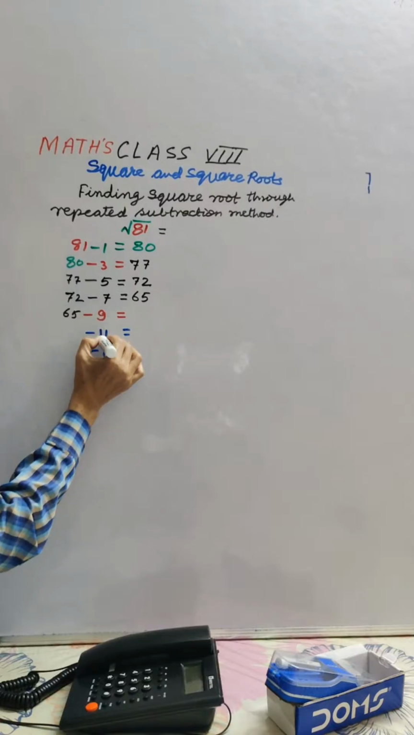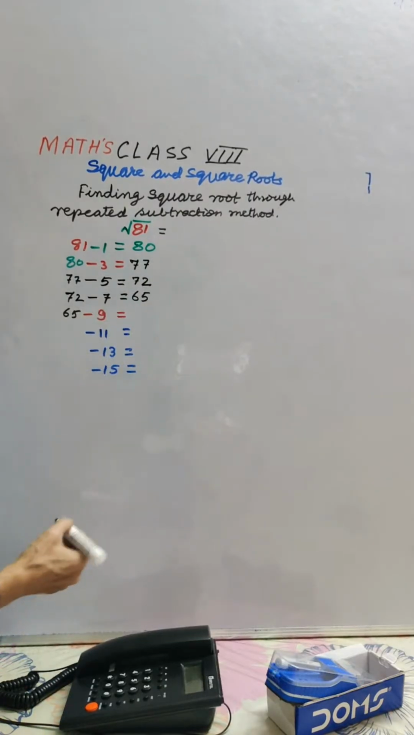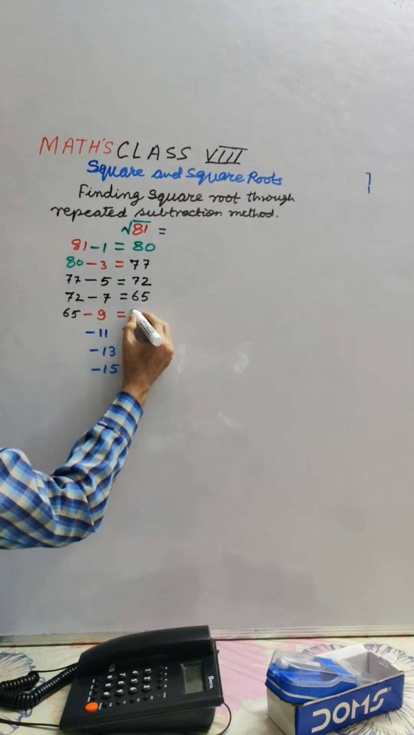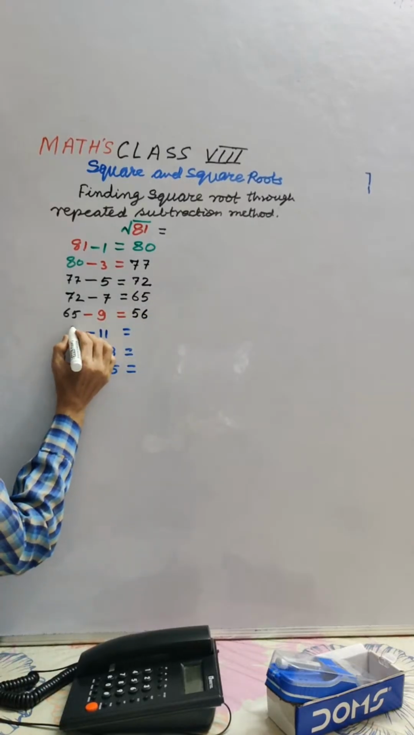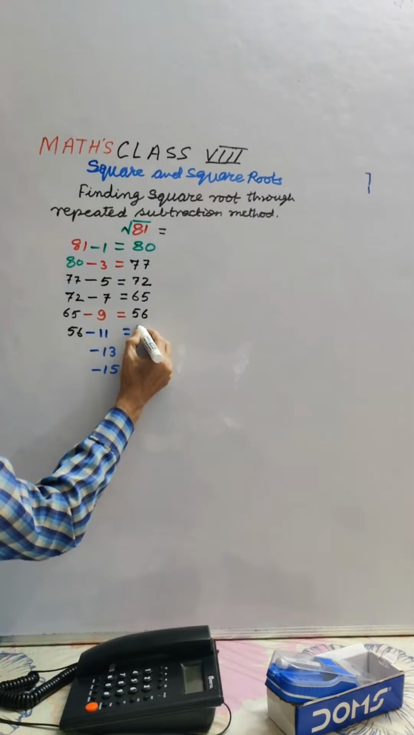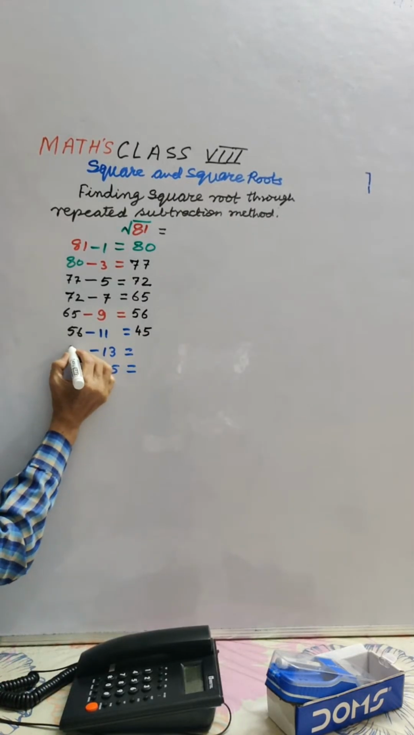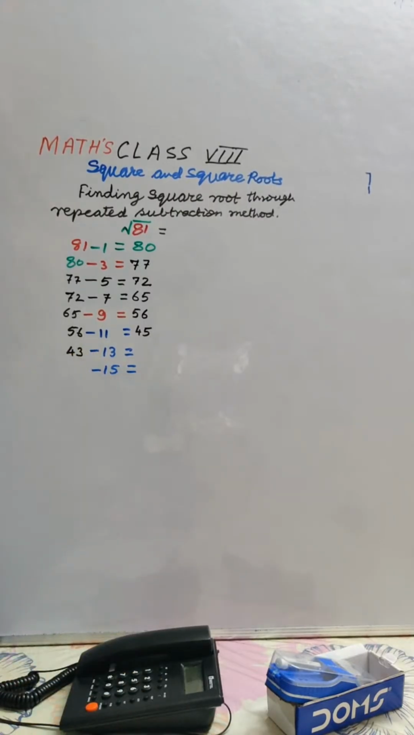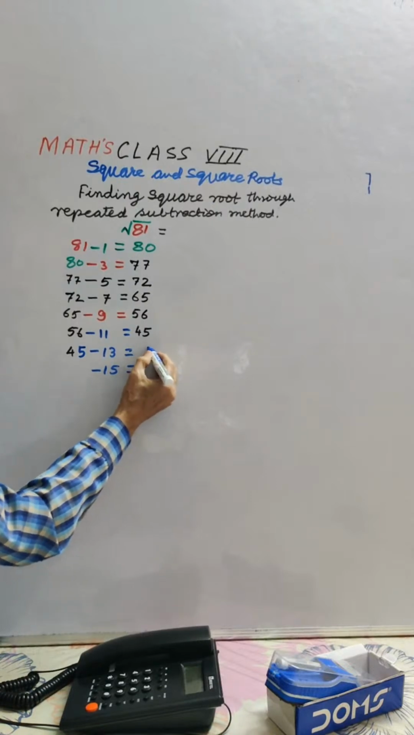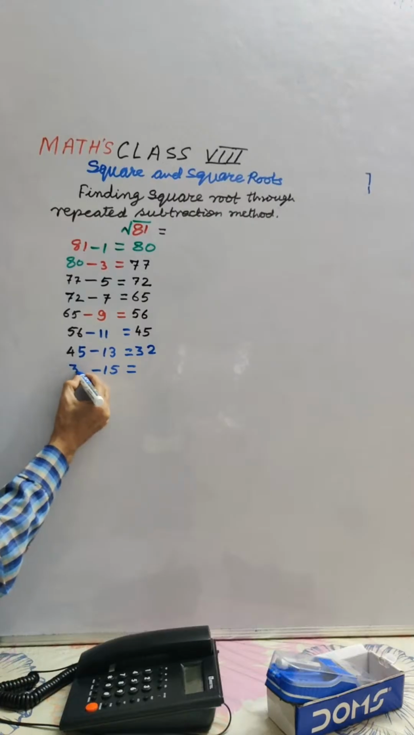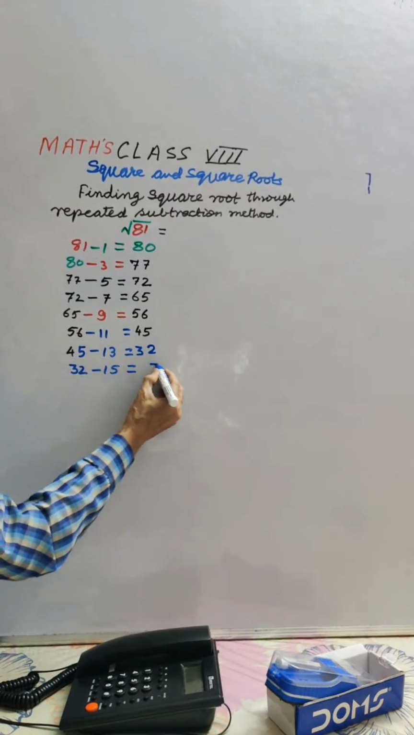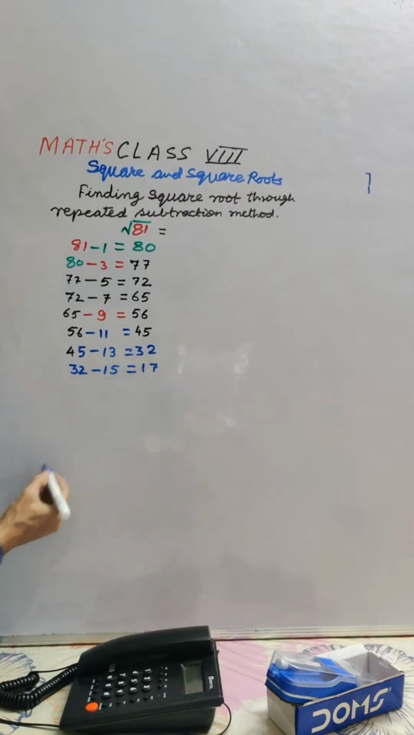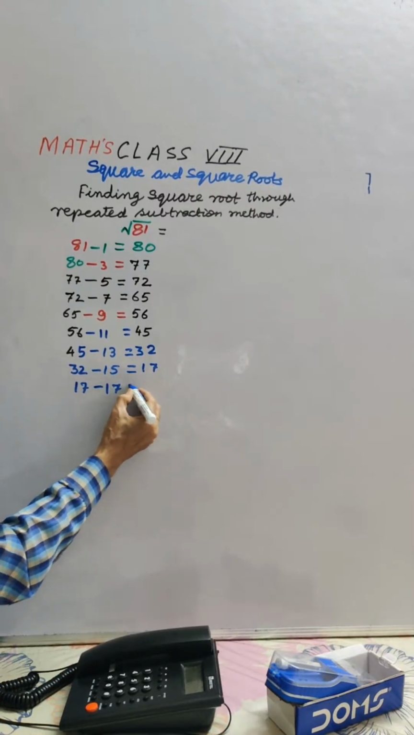1, 3, 5, 7, 9, 11, 13, 15, and thereafter 17, and so on. All the odd numbers we subtract one after another from the resulting number. 65 minus 9 is equal to 56, and 56 minus 11 is equal to 45, and 45 minus 13 is equal to 32. 32 minus 15 is equal to 17, and 17 minus 17 is equal to 0.